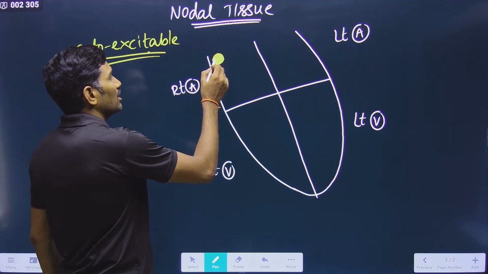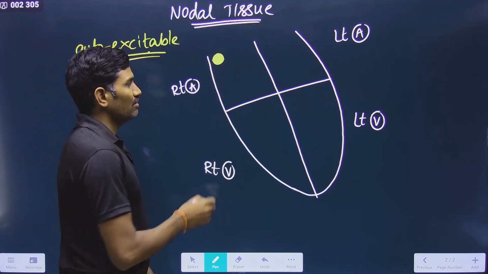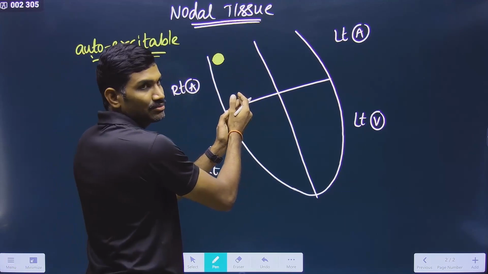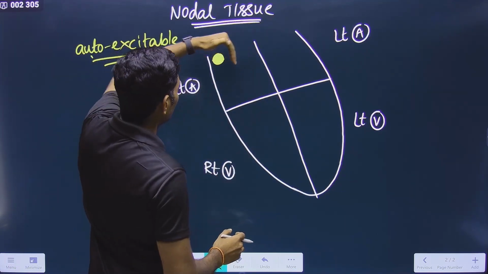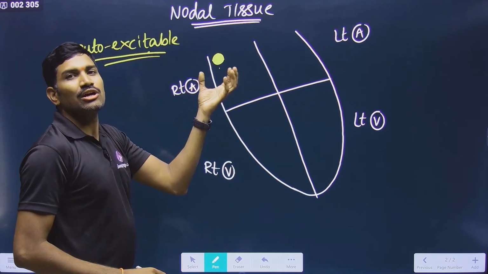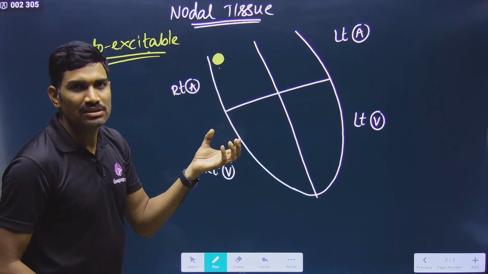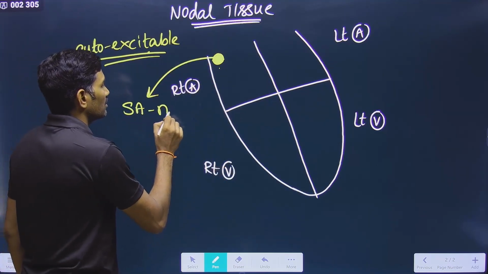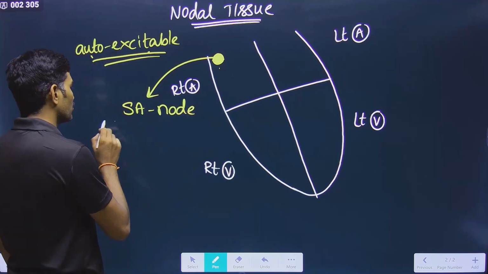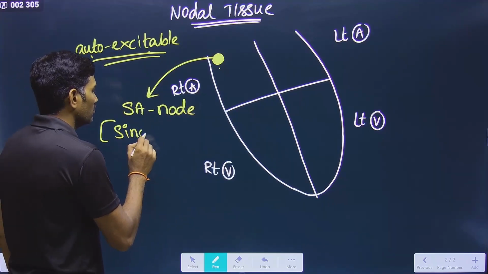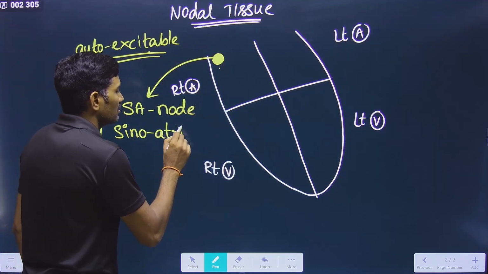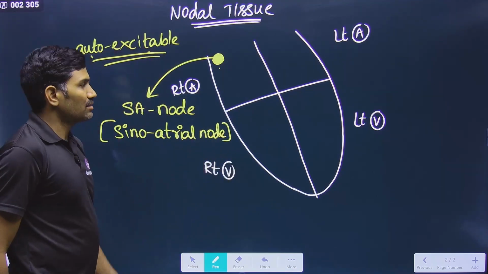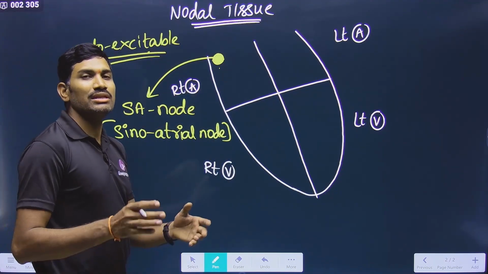Observe carefully. Now here, this is the right atrium. In the upper right side of the right atrium, there is a group of cells, and this is called the SA node. It is called the sinoatrial node, SA node. Please remember, it is called the sinoatrial node, SA node.